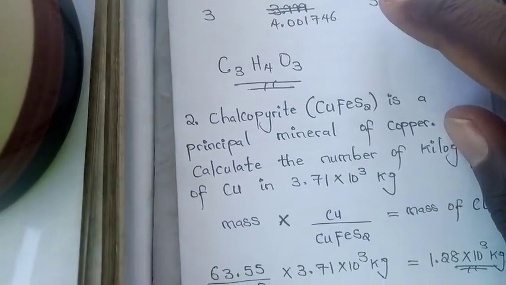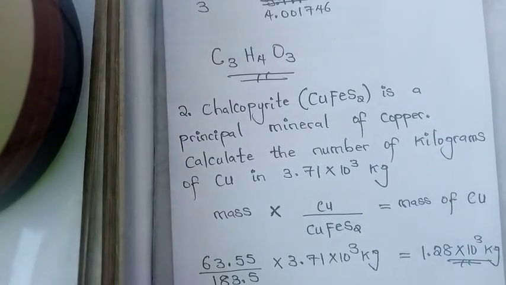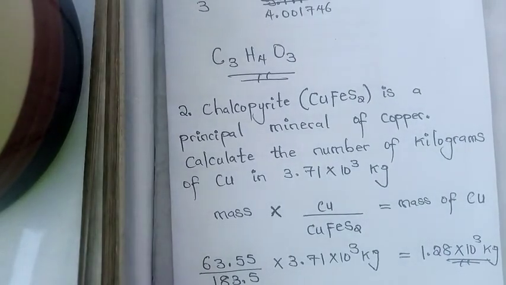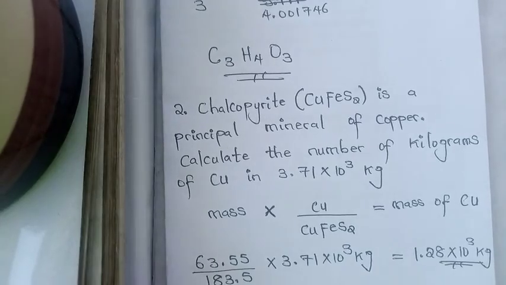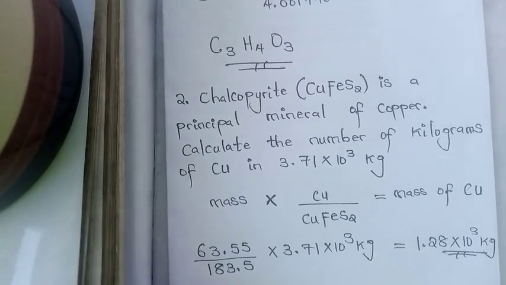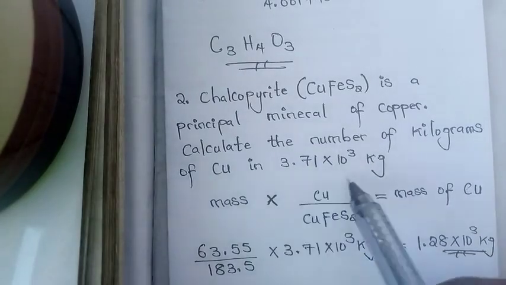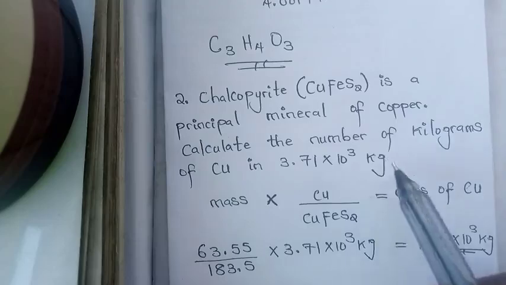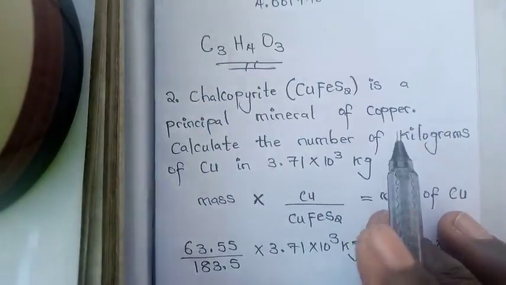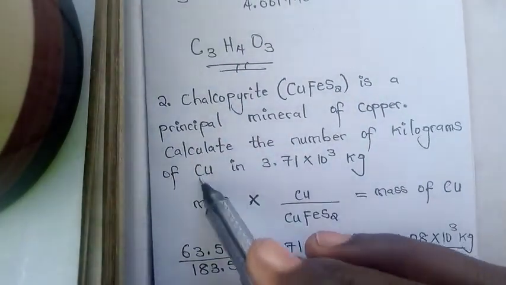Let's look at another example. This is now relating to the percentage composition. So I'm saying chalcopyrite is a principal mineral of copper. Calculate the number of kilograms of copper in 3.71 times 10 to the power 3 kg. So what happens here? We are told that this is the mass of what? Chalcopyrite. And now in this mass, they want the mass of copper.